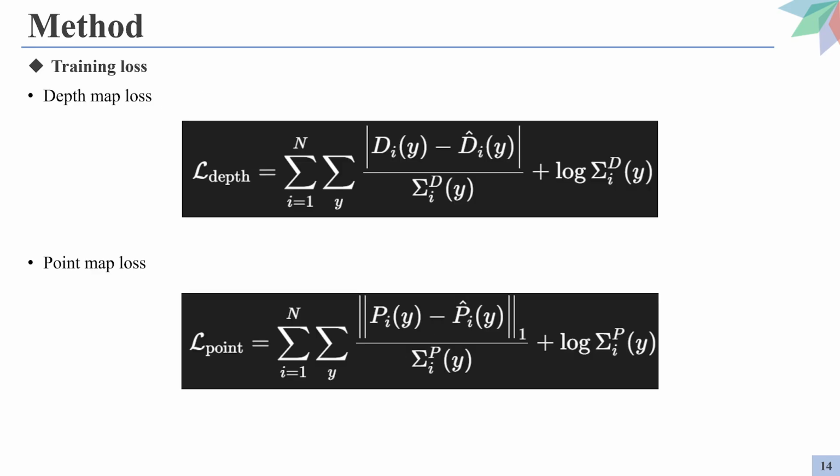For depth maps and point maps, the model uses an uncertainty-weighted L1 loss. For each pixel y, the model predicts both the depth and an uncertainty value written as sigma. If the model is confident, the sigma becomes small, so the pixel has a small influence in the loss. If the model is uncertain, sigma becomes large and that pixel is downweighted. This makes training much more stable, especially in noisy or occluded regions.